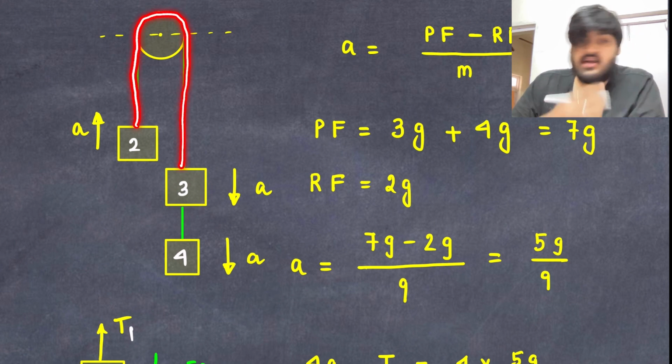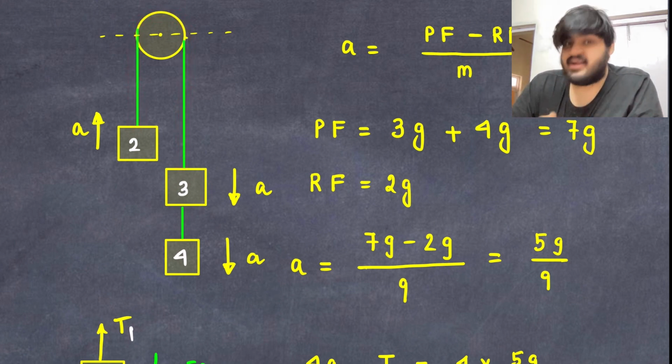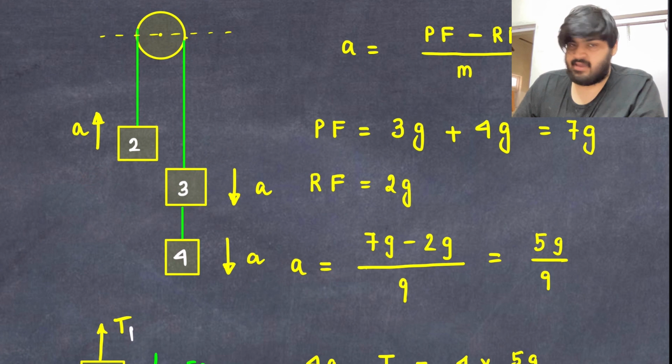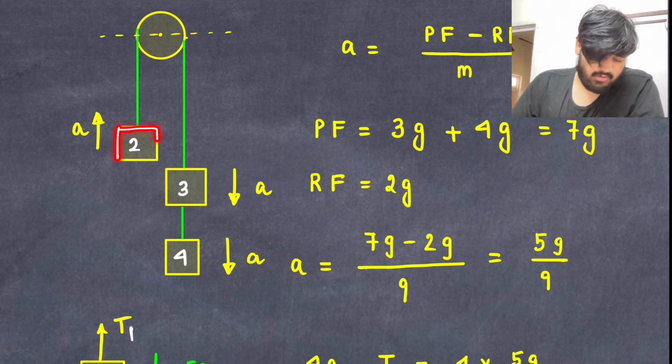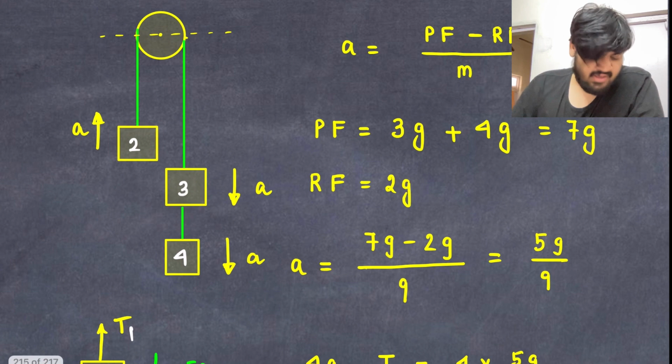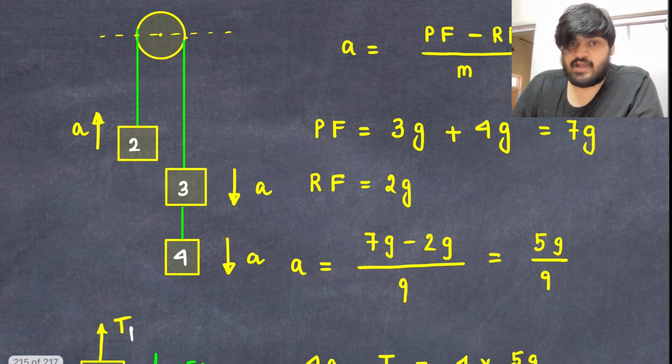So how can you find it, which body to take? Take any body attached to this string. You can take the 3 kg block also, you can take the 2 kg block also. I'm taking the 2 kg block. You can take any block, it doesn't matter. If you write the equations of motion and acceleration correctly, you'll get the correct answer. So I'm just taking this 2 kg block now.